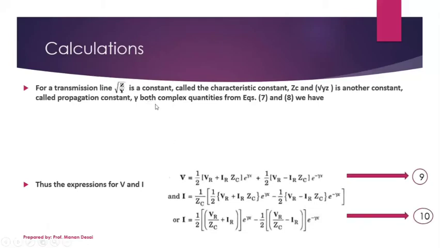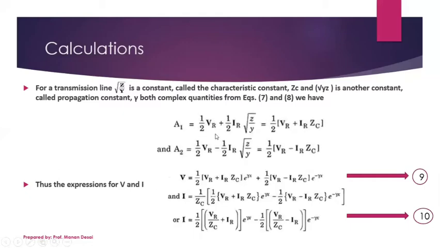This Y by Z, or Z upon Y, is a constant called characteristic constant ZC, and under root YZ is another constant called propagation constant, and this propagation constant is called gamma. These both are complex quantities. From equations 7 and 8, we have the V and I equations.